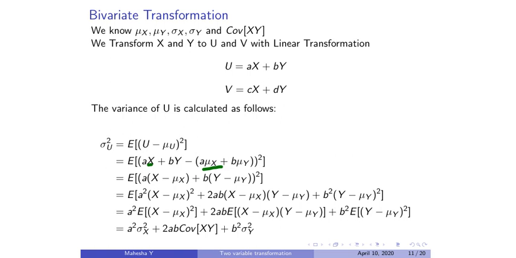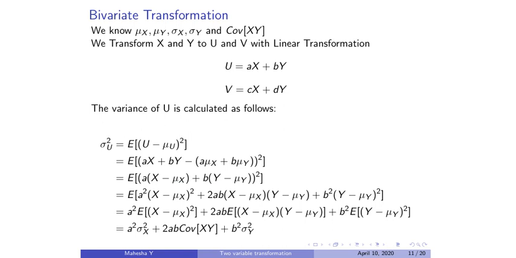So y and mu y together, so b is taken outside, so a into x minus mu x and b into y minus mu y. So if you expand this one, let this be m, let this be n. So this is m plus n whole square, so m square plus 2mn plus n square.